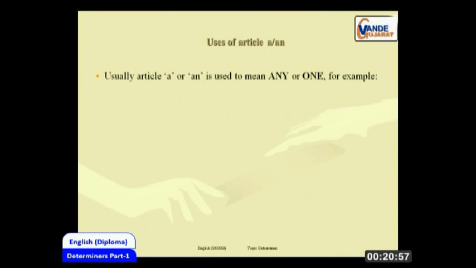Here, let me make it clear the uses of article a or an, or rather, what we mean by a or an when we use them in different sentences. Usually, article a or an is used to mean any or one. The original meaning, as I have said earlier, of a or an is one. Another meaning of article a or an is any.